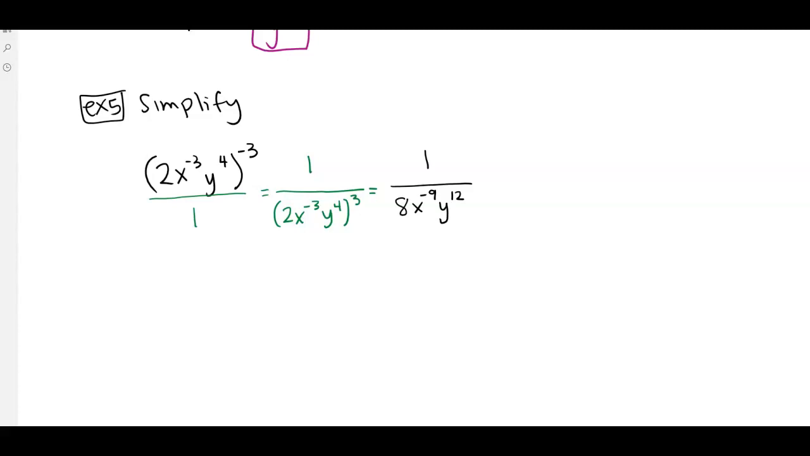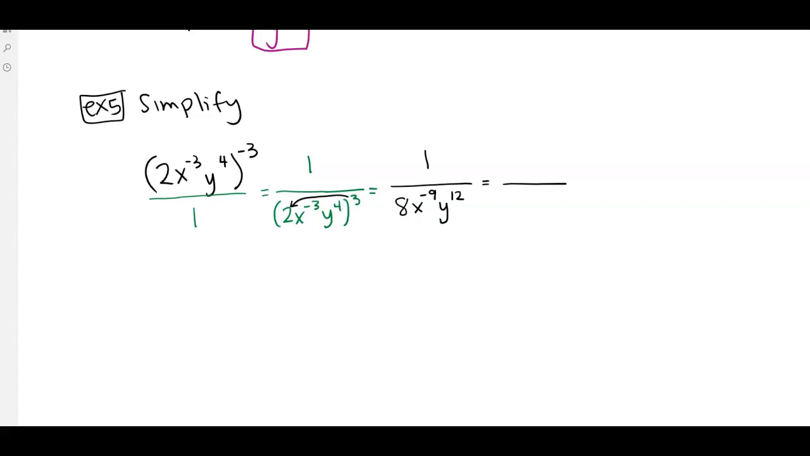Okay. Stop right there. If you have a question, just unmute yourself and ask your question. Are you okay with where we're at here so far? That 8 is coming from 2 to the 3rd power, right? You got to give that 2 a power of 3 also. Okay, then what did you do from here? Then I flipped the 8x to the negative 9th power. Since it was negative, I need to flip it back to the top.